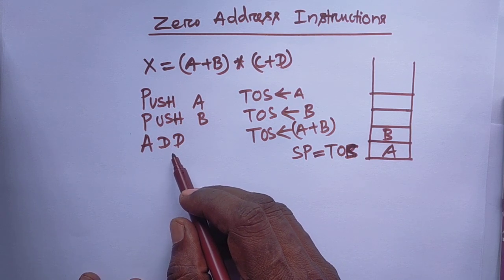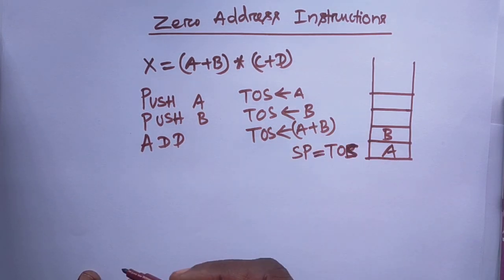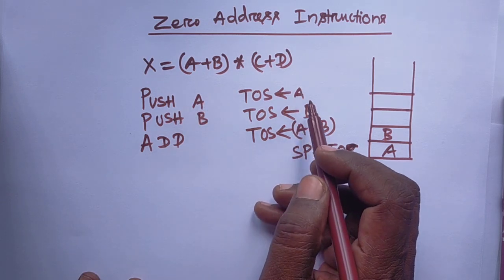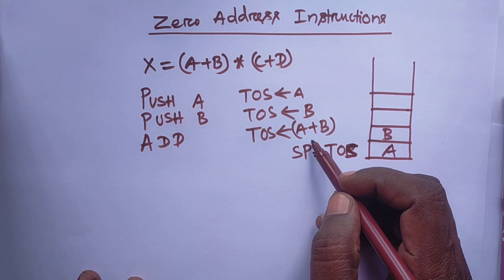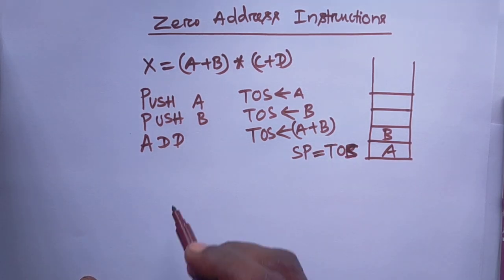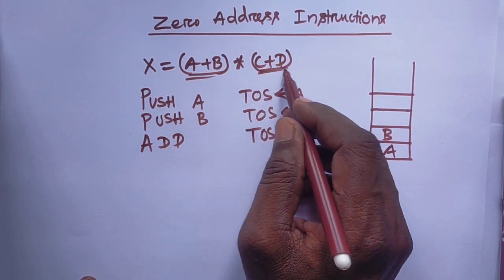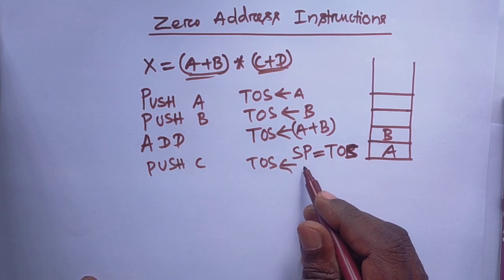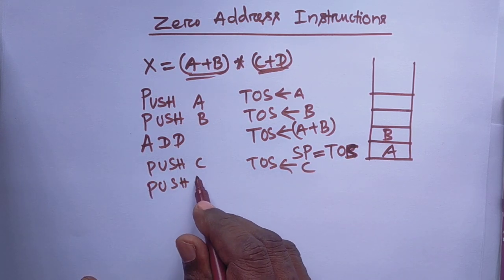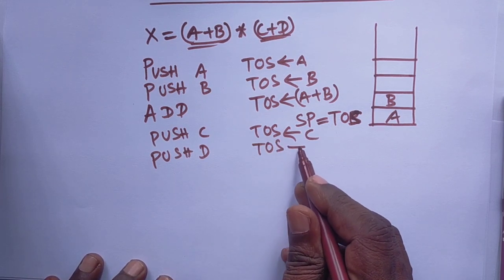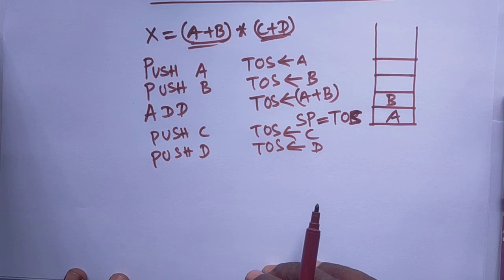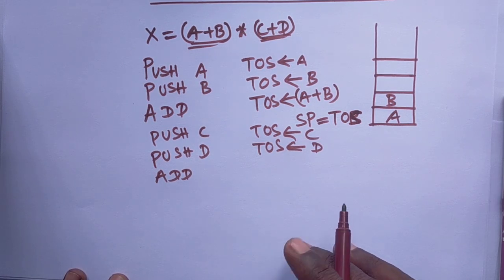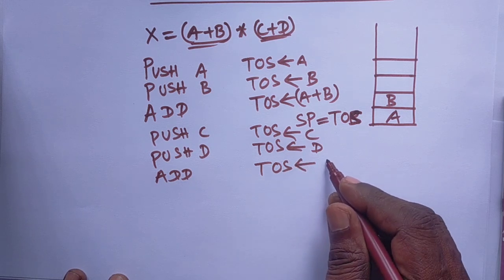Whenever an operation comes, such as multiplication or anything else, it just operates on the top two data, A and B. So the top of the stack is operated on A and B in this way. Similarly, the same case applies for C plus D. Push C, then push D, and in the same way add, because C and D also need to be added. In that case TOS receives C plus D.